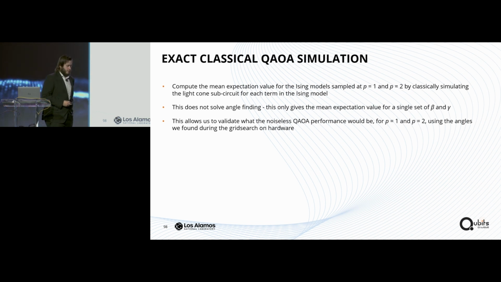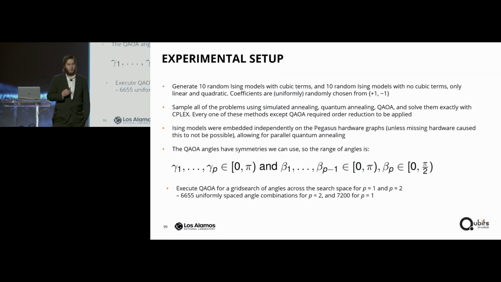Yeah, and so this allows us to figure out exactly what the ideal QAOA performance is for these circuits, up to 2 rounds, which is important to note. If you go to more and more steps of QAOA, you get more and more entanglement in the circuit, and then it becomes harder and harder to simulate.